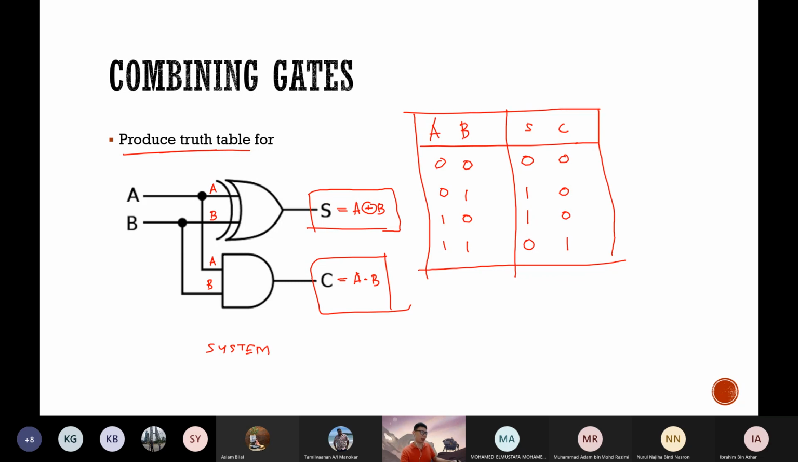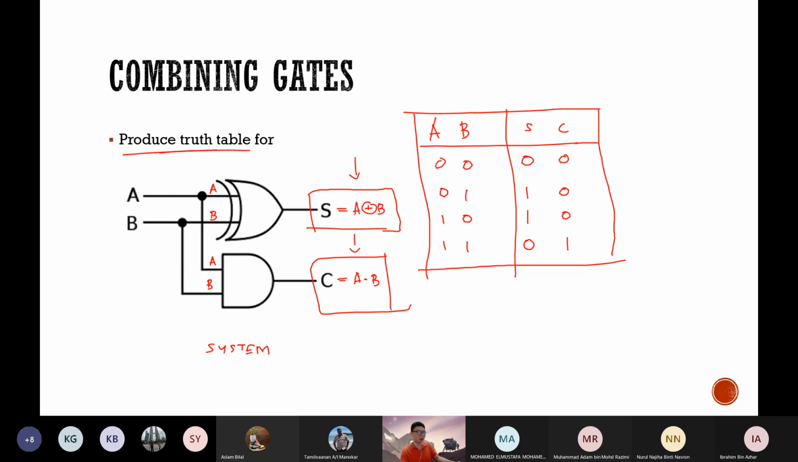You can do this for any system you like. It can be a complicated system, but as long as you get the Boolean expression, you can fill in the truth table quite quickly. All right, so what we did over here is a simple calculator, believe it or not. Why do I say it's a simple calculator? There's a reason why.